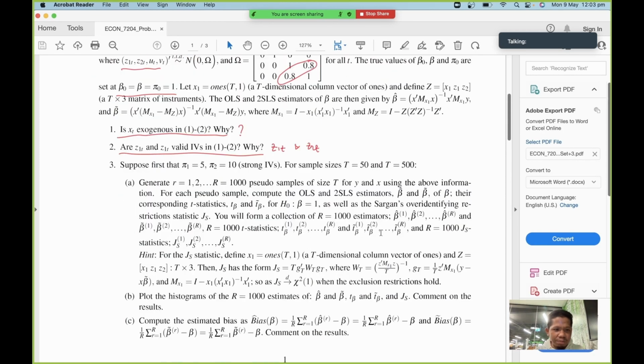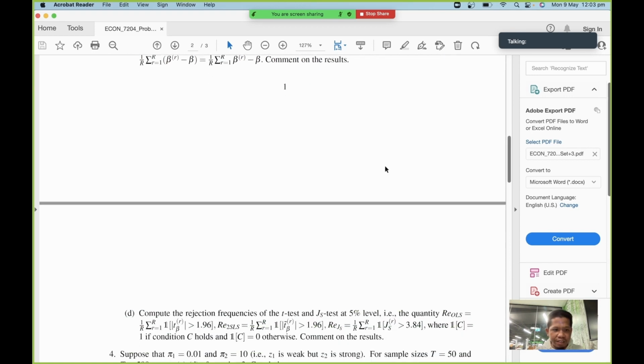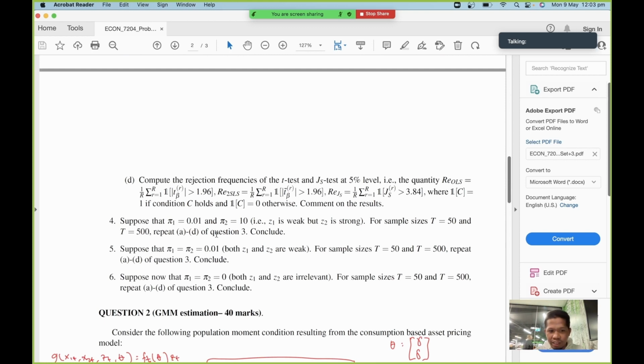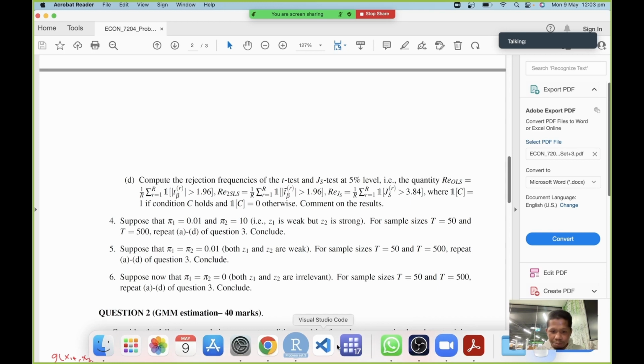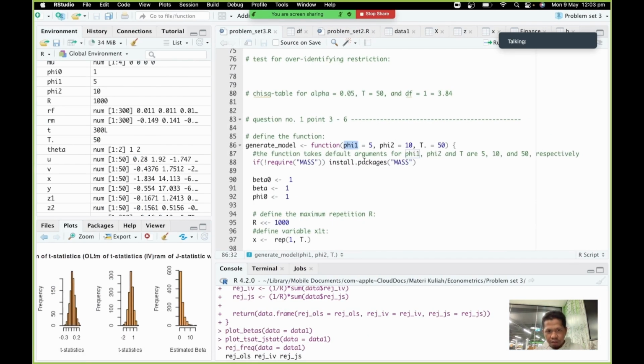Let's see the question point 3. We have phi1 5, phi2 10, and then T equal to 50 and 500. And in question 4, we just changed the values of phi1 and phi2 actually. So that's why I put these parameters in the function. We only change phi1 and phi2, so we sort of minimize the time of running the problem here.